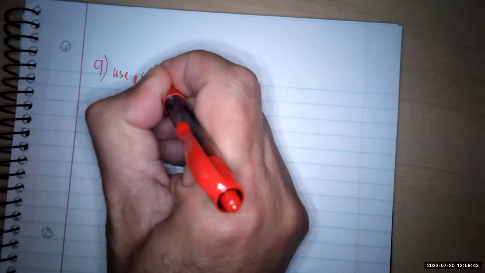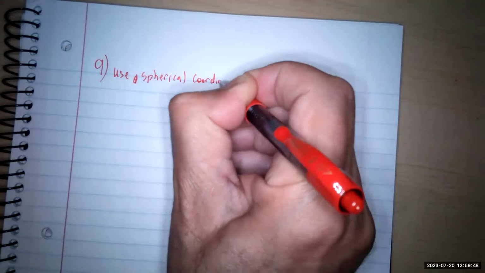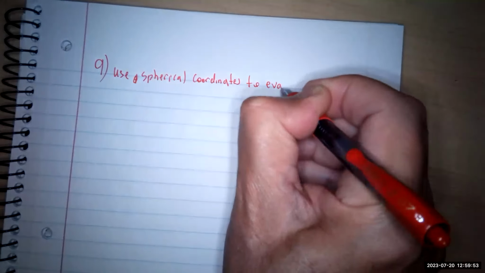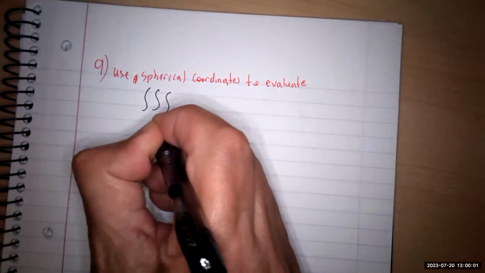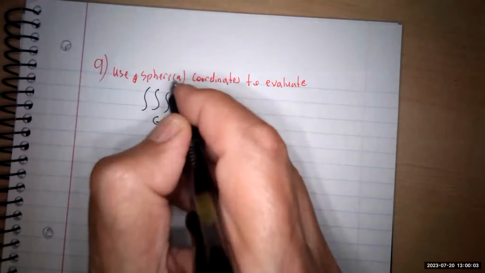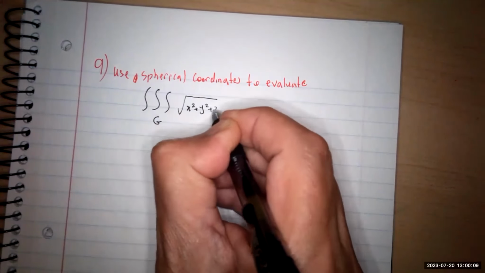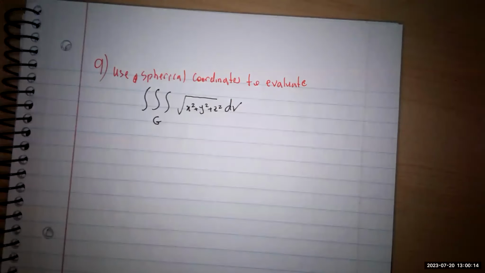Use spherical coordinates to evaluate this integral. The integral seems to be nice. You see, 1, 2, 3. And the function is a nice function: x squared plus y squared plus z squared, and the dV. So if we go to the cylindrical, this is simply what? Inside is rho squared, that gives you rho.